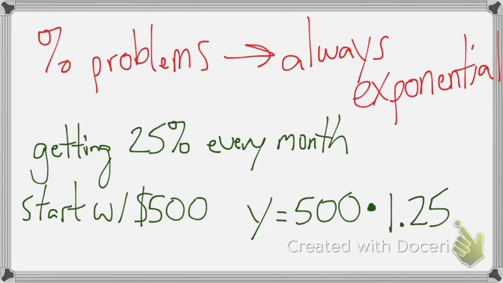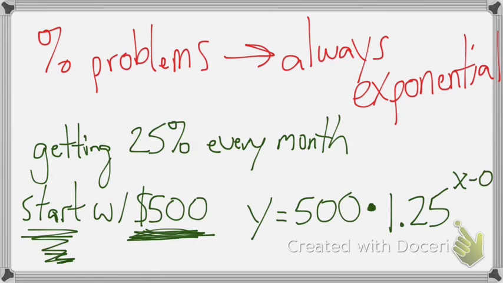Yes, the start is a key word. That's actually where I was going next. The start means that we started at 0, right? Because when 0 months pass, we'll have an amount of money in there. It'll make sense. Before any months of school go by, we're starting with 500. So what that means is that the exponent is going to be a minus 0. In other words, it's just going to be an x.